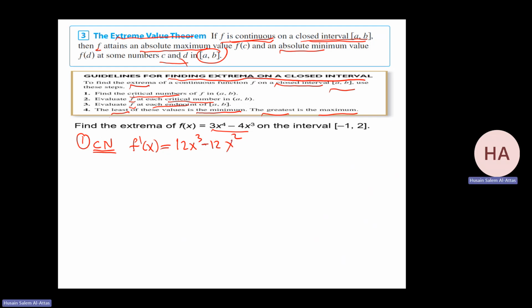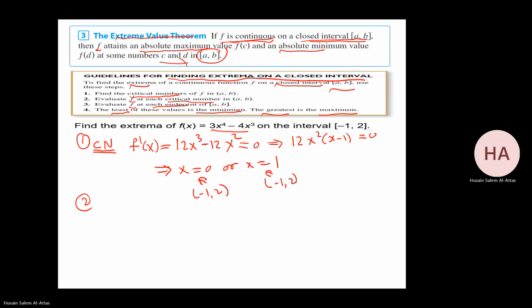12x cubed minus 12x squared, I make it equal to 0. So you have 12x squared times (x minus 1) equal to 0. So I have x equals 0 or x equals 1. Is that in the interval? Yes. Is that in the interval? Yes. Now, second step, evaluate f at each critical number.